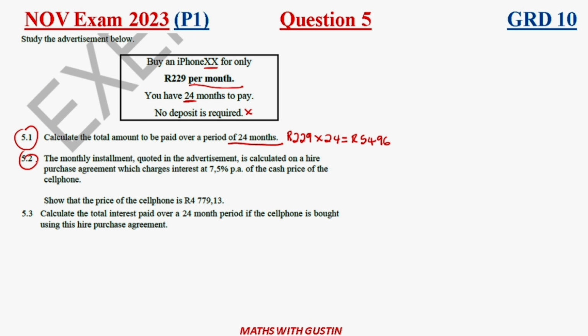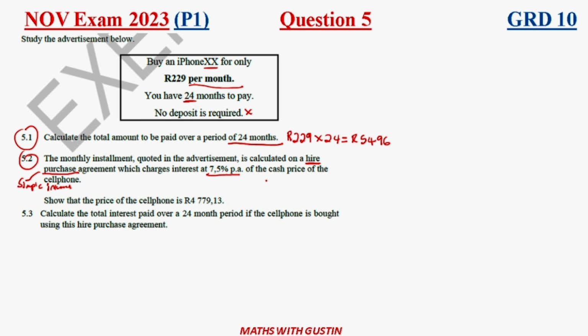5.2 says here, the monthly installment quoted in the advertisement is calculated on a hire purchase. So this is a key word here, guys. The one I'm underlining, hire purchase, simply means what? It simply means simple interest formula. Hire purchase means simple interest formula. It means you're going to use the simple interest formula on this one. So the hire purchase agreement charges 7.5% per annum of the cash price of the phone.